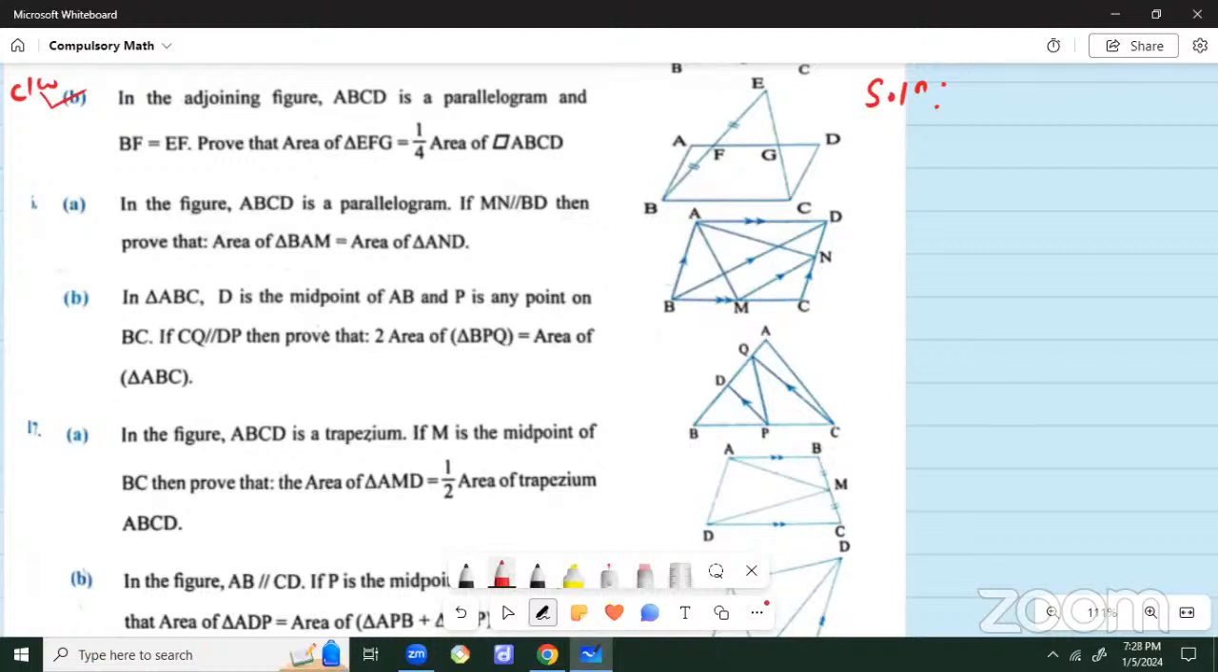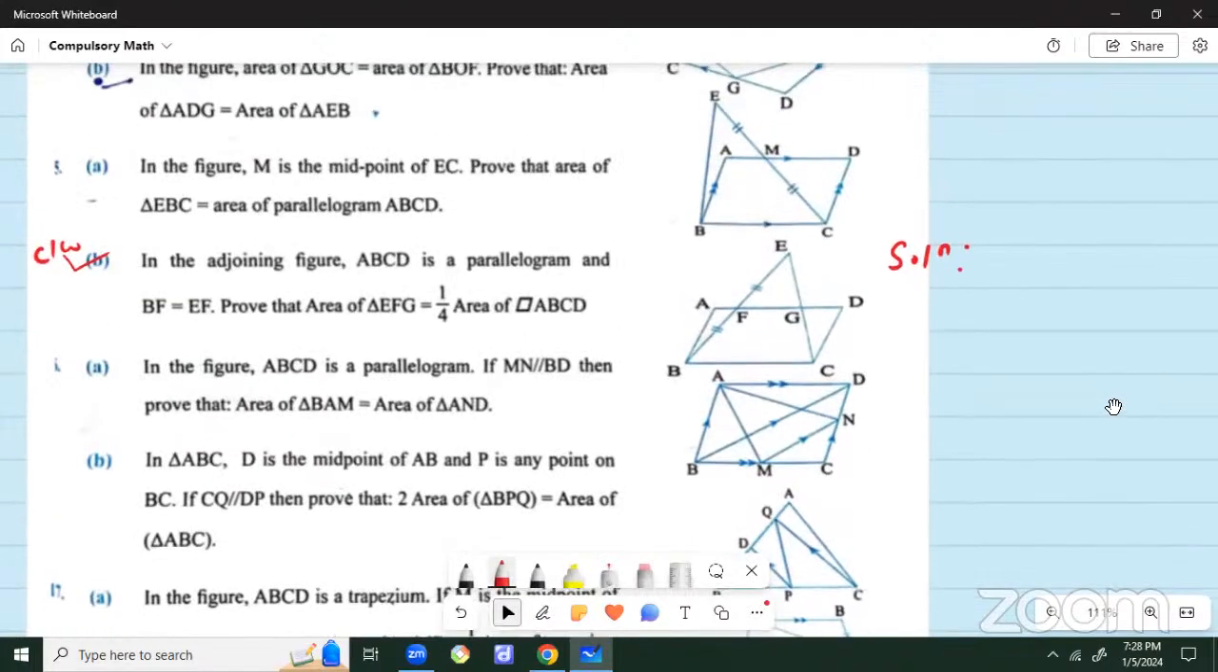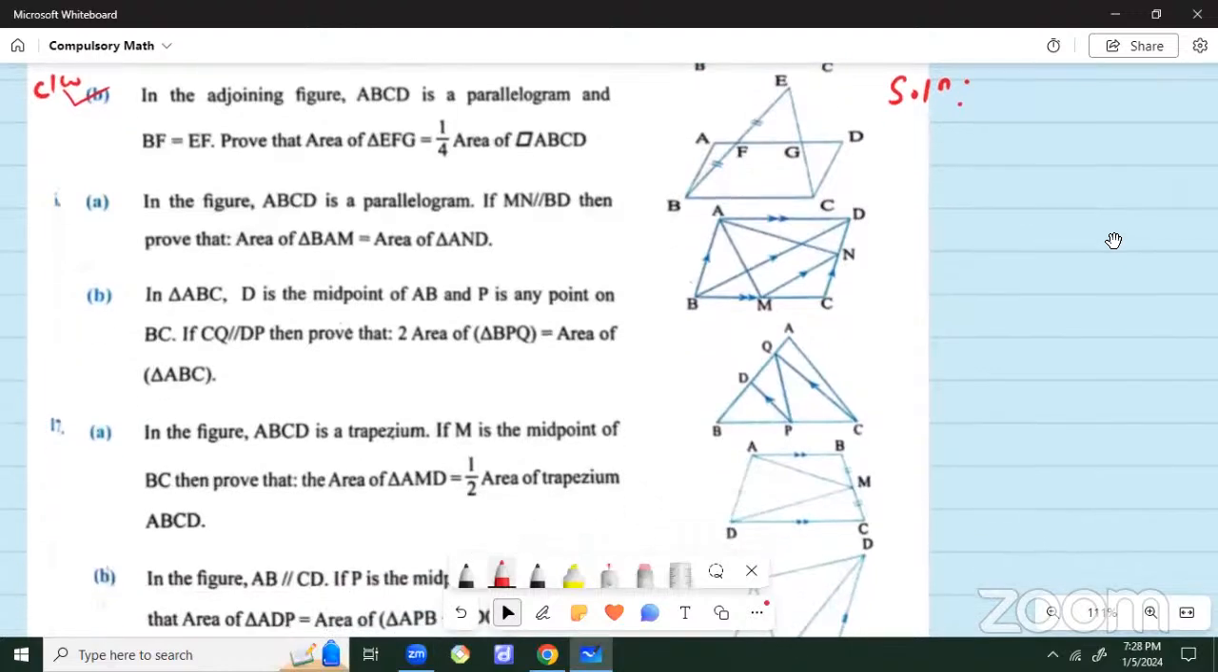So wait a minute, I'm trying. Yesterday also we did the similar one. Join, remember? FC. Join FC. Okay, fine. Yes, okay, sir. Let's join FC. Let's join F and C. And now, if we join F and C, what are we going to get?